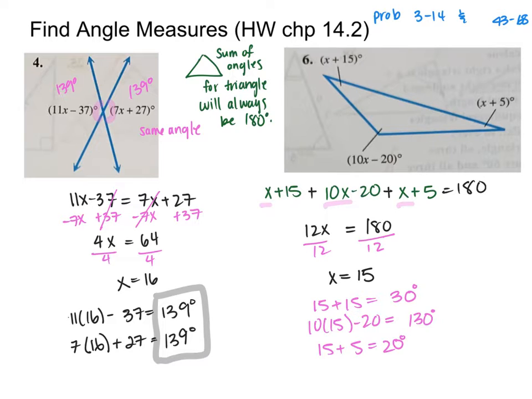You'll notice that when you add up these degrees, you should get 180, and we do. So, like I said, this one was 30 degrees, this one was 130, and this one was 20 degrees. And there we have it. All right, let's try some other problems similar to this.